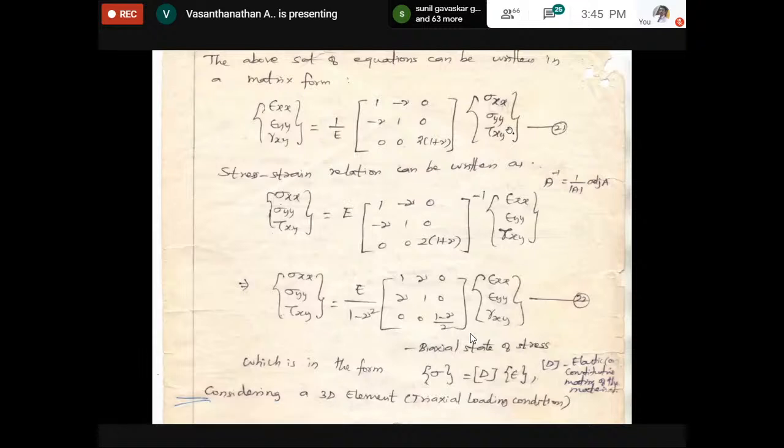But normally we need the stress-strain relation, not the strain-stress relation. So I just change the sense of writing. Stress in terms of strain, you will get this inverse matrix. By applying the 3 cross 3 inverse matrix, you will get this answer. This is called the constitutive equation. There are other names for this: the stress-strain equation, the constitutive equation. This is called the elasticity matrix. And remember, this is applicable for plane stress.